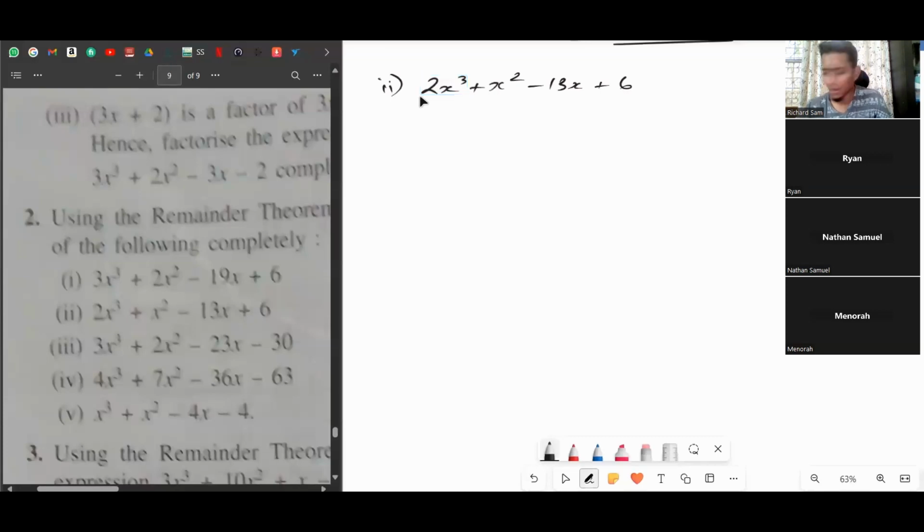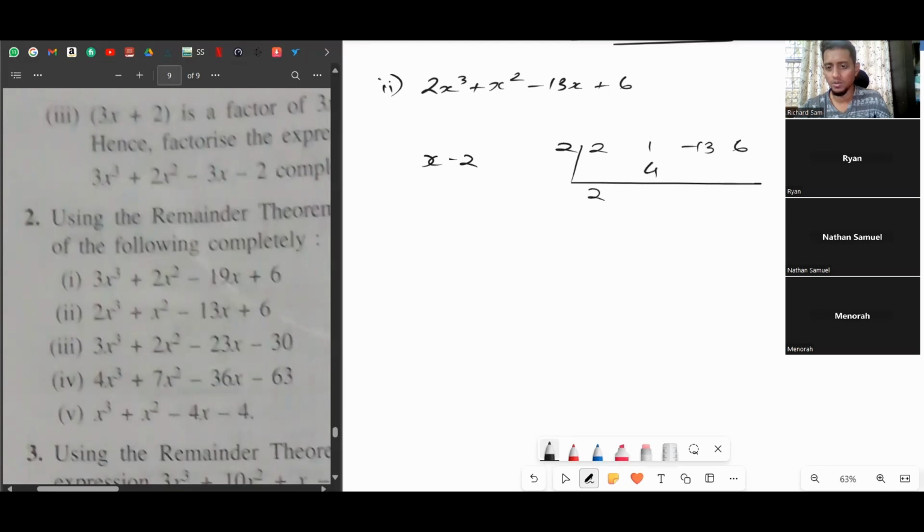And then I got only till 2x minus 1. What is 2x minus 1? You got all three? No, I don't get all 3. First, what is the factor? X minus 2. Then after that, you did the synthetic division, like this, correct?